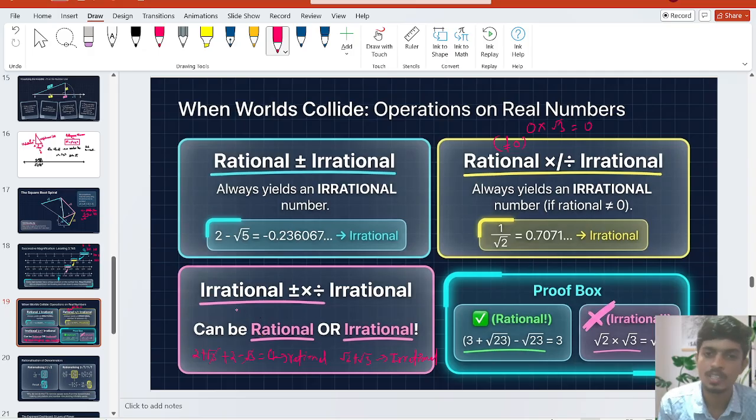Okay, so irrational plus irrational may be rational or irrational, irrational minus irrational may be rational or irrational, irrational into irrational may be rational or irrational, irrational divided by irrational may be rational or irrational. Here you see 3 plus 20 root 3 minus 20 root 3, you get 3, but both are irrational, you get rational. In case of root 2 into root 3, you get root 6, irrational, because root 2 and root 3 are irrational. So we can say this rule applies here. I hope it is clear to you.